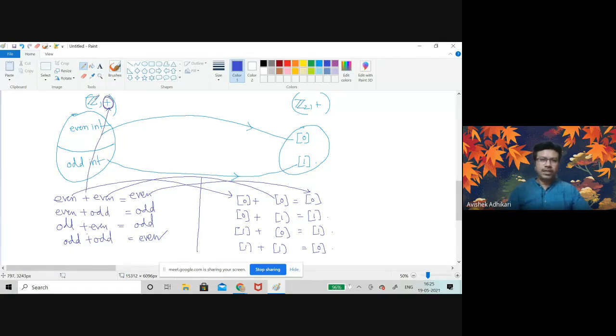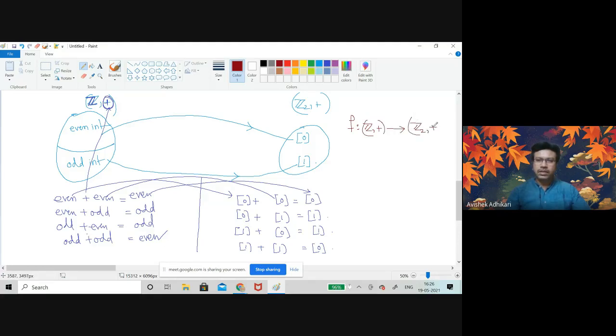If I consider only Z, then Z is nothing but a set. But when I have addition over Z, then altogether they form some algebraic structure. In that algebraic structure, we can divide the whole set into two halves: one is even integers, another is odd integers. And if I have a mapping, how should the mapping be defined? A mapping from Z plus to Z2 plus.